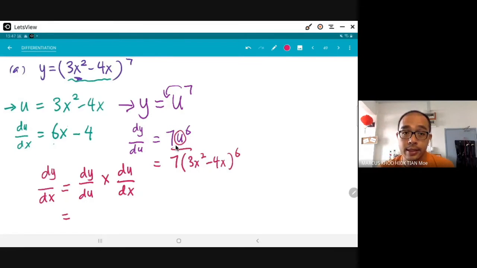Okay, saya ganti balik dengan u. So what I basically do is I put in the u, I differentiate the u, and then I put back the u. So dy du is 7 times 3x squared minus 4x to the power of 6. Then you multiply with the green color.